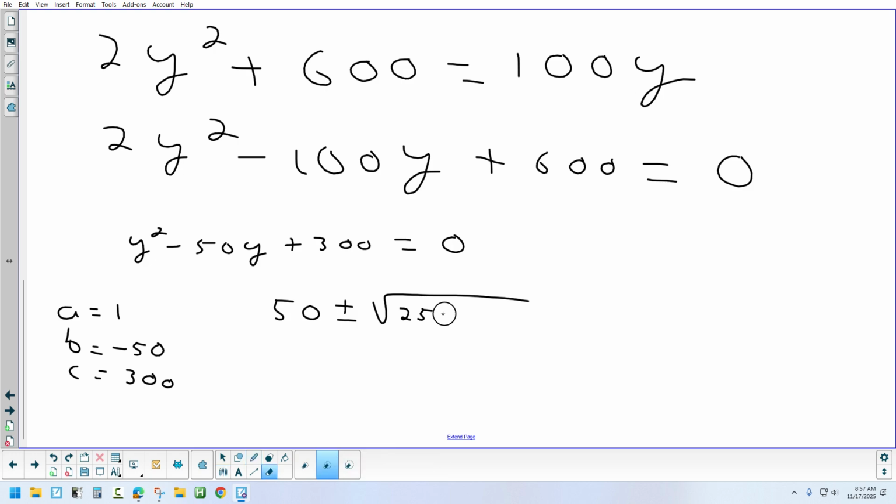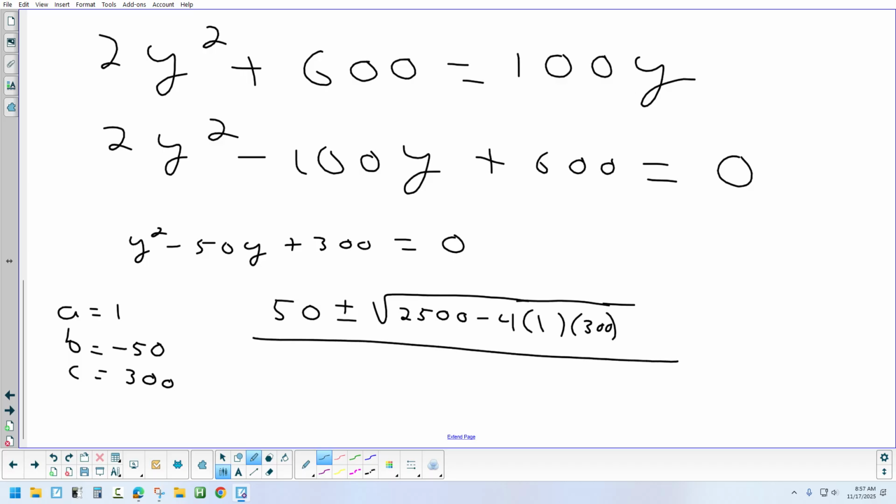So b squared is 2,500. 50 times 50. So now we have b squared, a little bit more under that root. Minus 4ac. So minus 4 times 1 times 300. And then we have to divide that all by 2a, which is 1 times 2.